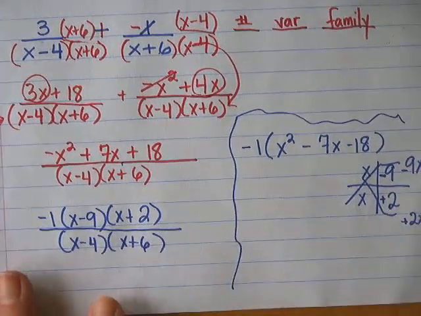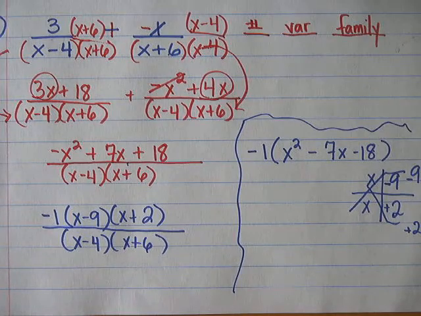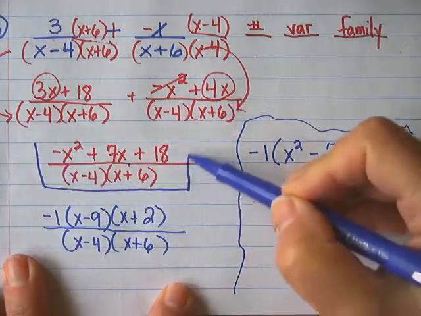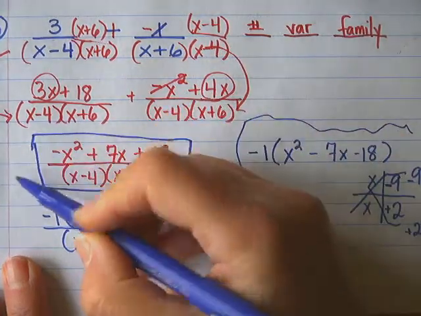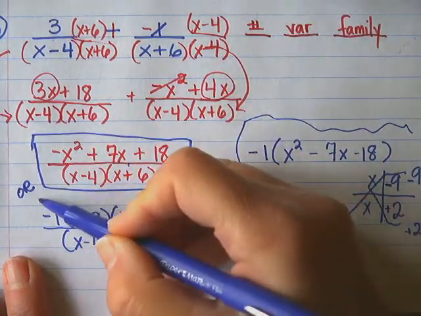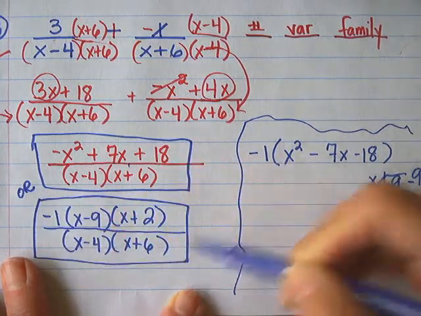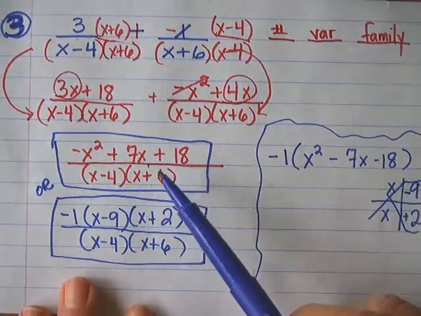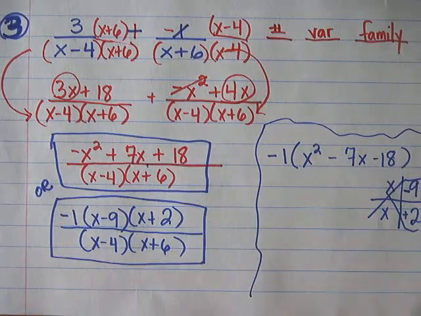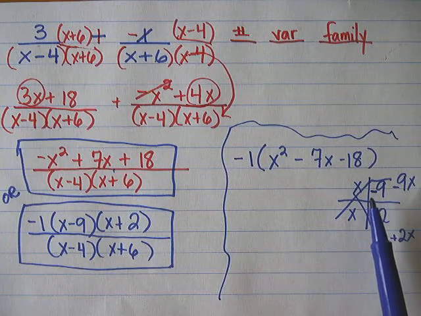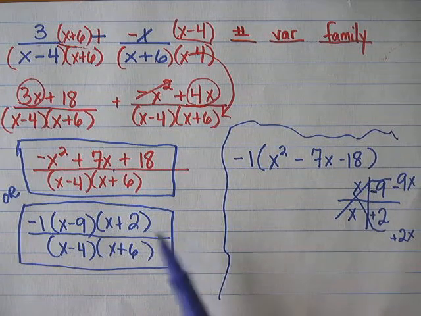Okay, now I want to try to explain something to you. I would accept both of these as answers. I would accept it this way, or I would accept it this way factored. It's okay to stop here because nothing cancels. But the argument is, how do I know nothing cancels until I do this kind of factoring off to the side? So either one of these is okay.